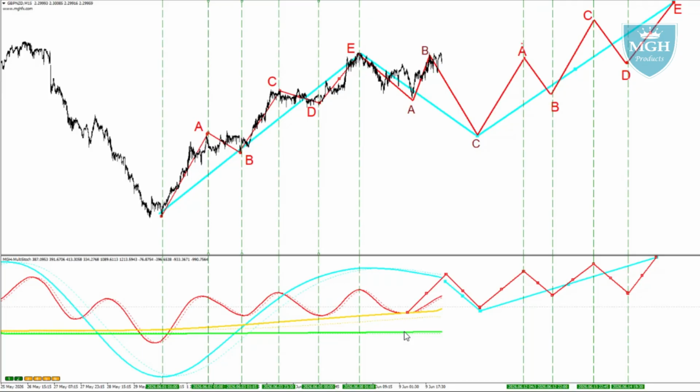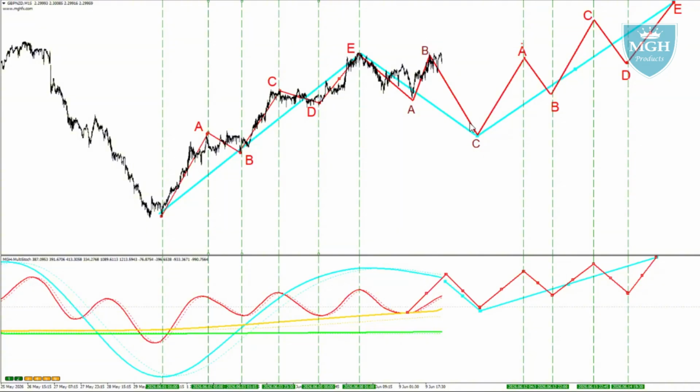Step 4. Build a scenario. Now watch. On H1, we already had a complete motive wave. A, B, C, D, E. 5 swings done. So what should come next? After a motive wave, a correction, we can expect a corrective phase on H4. And what does a correction look like on H1? 3 waves, A, B, C.